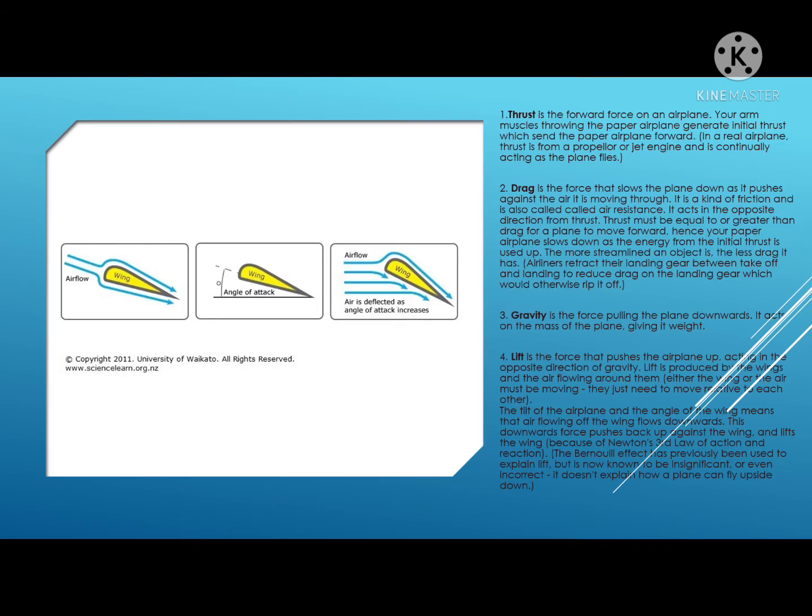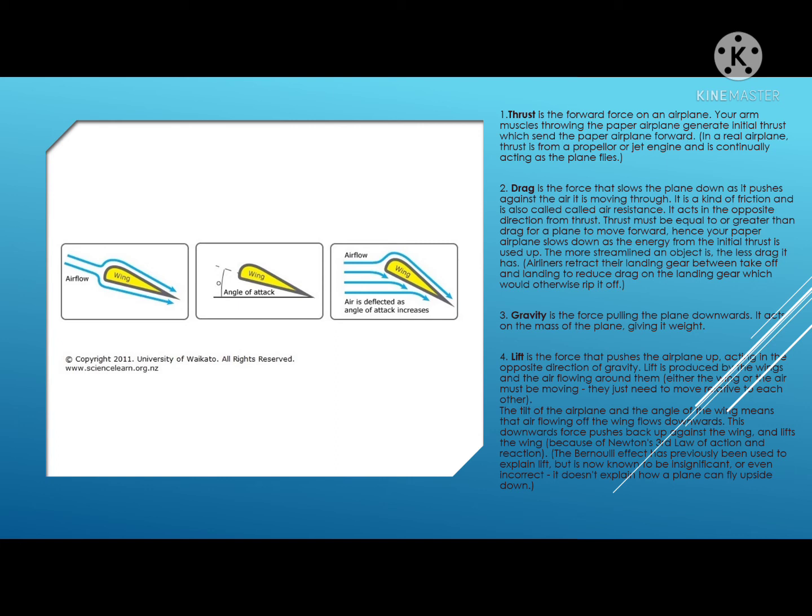Alright, let's see how Newton's third law works in my paper airplane. Thrust is the forward force on an airplane. Arm muscles throwing the paper airplane generate initial thrust which sends the paper airplane forward. Drag is the force that slows the plane down as it pushes against the air it is moving through. It is a kind of friction and is also called air resistance. It acts in the opposite direction from thrust.